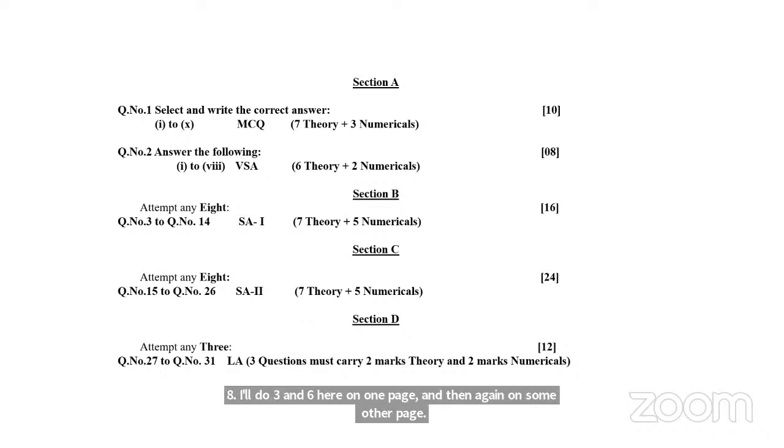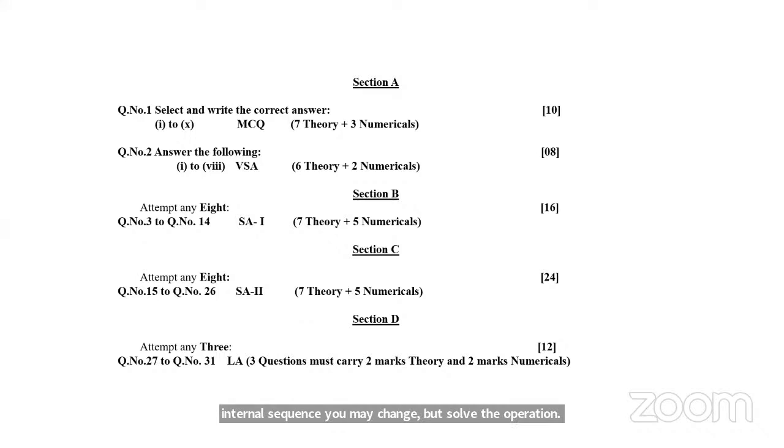Don't do that in section A, I'll do 3 MCQs here on one page, and then again on some other page I'll solve other MCQs. Or section B, 3 questions attempted first, and then section C, another 4 I attempt, and then again go for section B. Please don't do that. Section wise, the internal sequence you may change, but solve your question paper section wise.